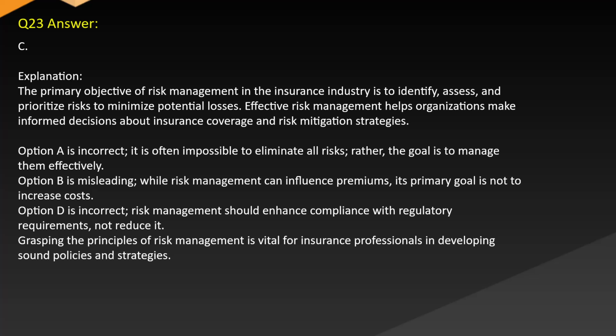Answer. C. Explanation. The primary objective of risk management in the insurance industry is to identify, assess, and prioritize risks to minimize potential losses. Effective risk management helps organizations make informed decisions about insurance coverage and risk mitigation strategies. Option A is incorrect. It is often impossible to eliminate all risks, so rather, the goal is to manage them effectively. Option B is misleading. While risk management can influence premiums, its primary goal is not to increase costs. Option D is incorrect. Risk management should enhance compliance with regulatory requirements, not reduce it. Grasping the principles of risk management is vital for insurance professionals in developing sound policies and strategies.